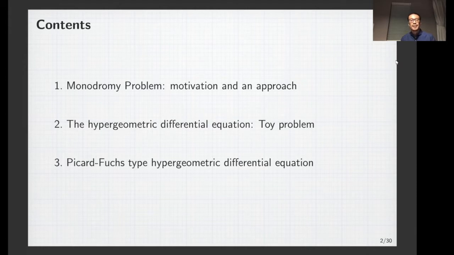Okay, and we use this approach for two types of differential equations. The first one is the hypergeometric differential equation, which is very well known, and it is kind of a toy problem, but it is easy to understand, so we would like to start from this equation. After that, we would like to consider the Picard-Fuchs type hypergeometric differential equations, whose monodromy is not obvious, so that the result of computer-assisted proof is the main contribution of this project.